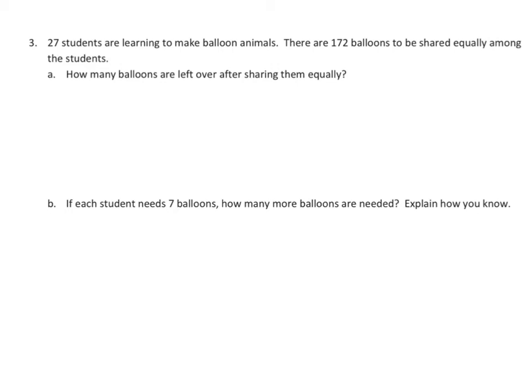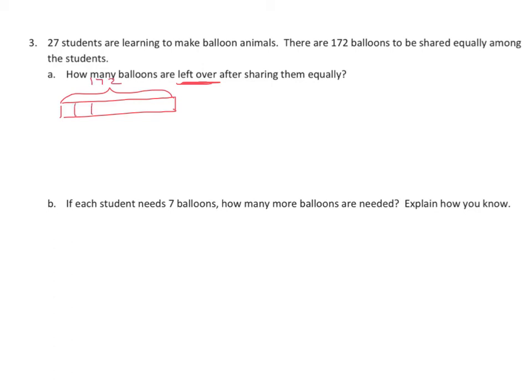27 students are learning to make balloon animals. There are 172 balloons to be shared equally among the students. How many balloons are left over after sharing them equally? Well, when we see those words left over, we're going to be thinking about the remainder. So, we have 172 balloons, and we're going to distribute them among 27 students. So we know the whole. We have to determine the part.